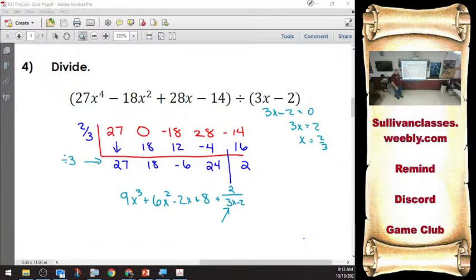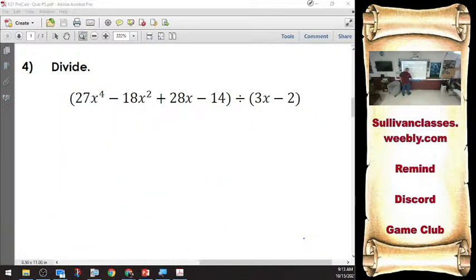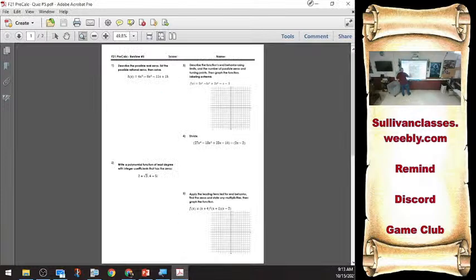Now, if you do this by long division, you don't have to remember that at all. It just takes care of itself. So, trade-off, right? Trade-off. Womp womp.